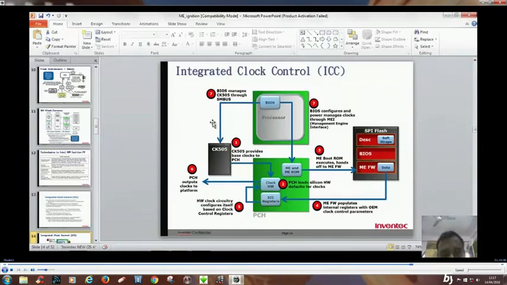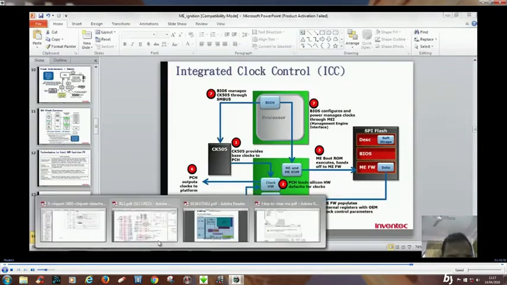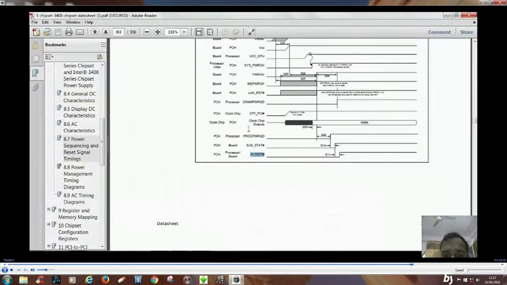So what is the first step? As we have seen in our data sheet, after the PCH provides the DRAM power good to the processor, the PCH provides a stop PCI to the clock chip, and the clock chip will output the clock, right?